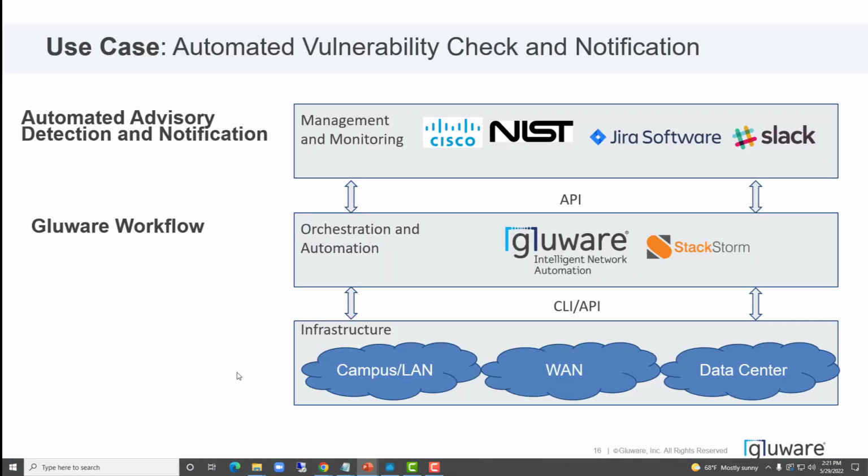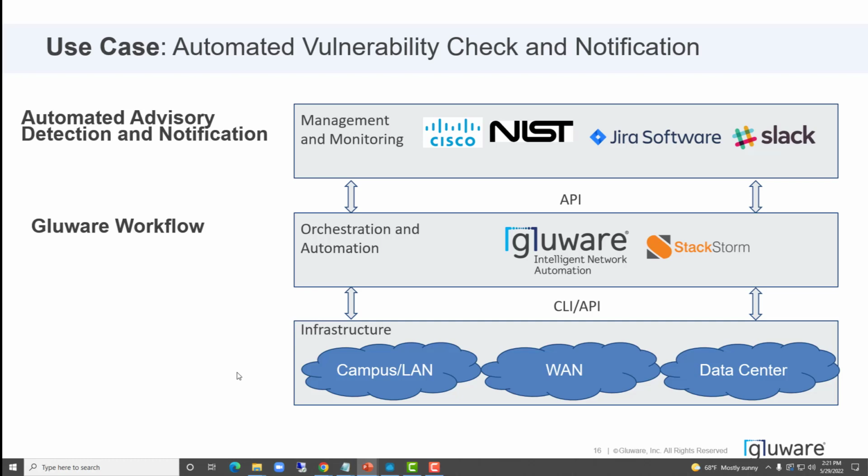In this next use case, we're going to have a little bit of fun in that we're going to be leveraging StackStorm for some notification. In this case, we're going to be doing notification with both Jira, a commonly used workflow management system that, like many, we at Gluware use heavily, and Slack. We also use Slack very heavily.